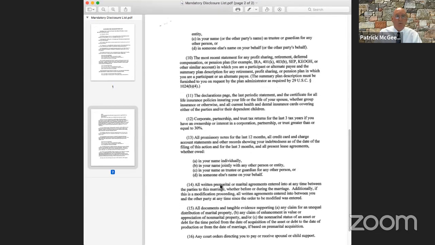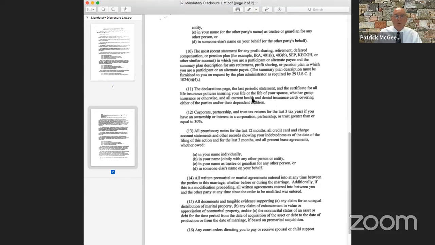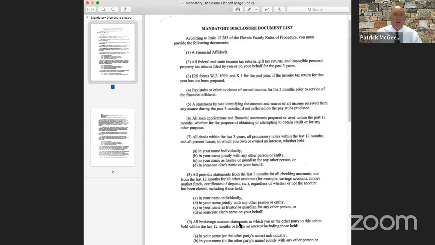Anything that does not apply, that is not applicable, like number 12, corporate partnership and trust tax returns for the last 3 years. If you don't have a corporate partnership and you don't have trust tax returns, that's not applicable. You don't have to provide that. What you do have to provide is everything else that you have the ability to get access to, such as your bank statements or child support orders from other cases. So that's it in a nutshell. That is the Florida Family Law Financial Affidavit short form.